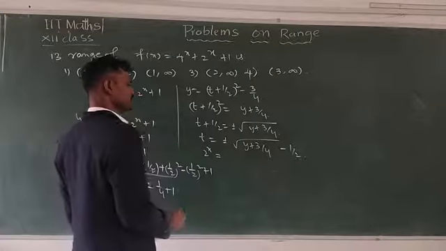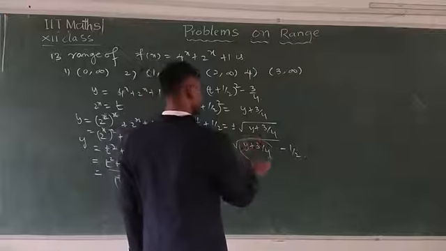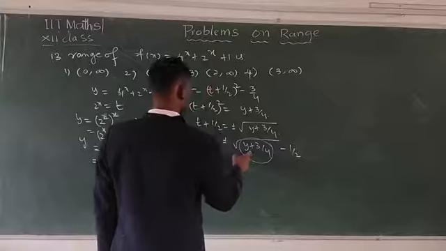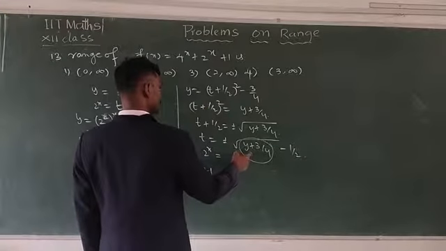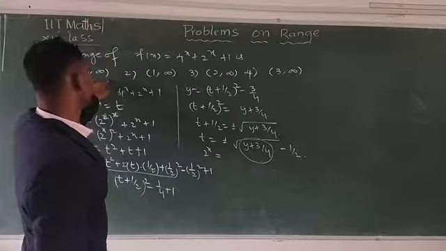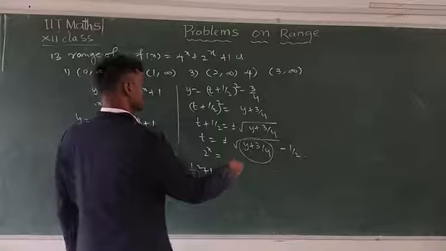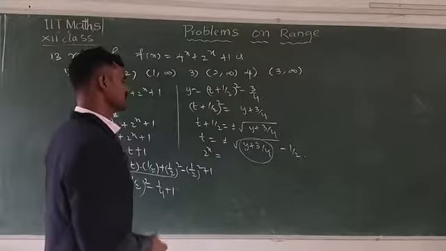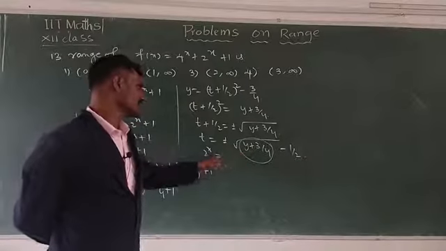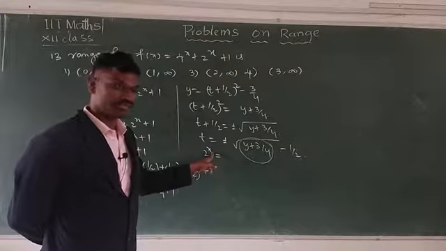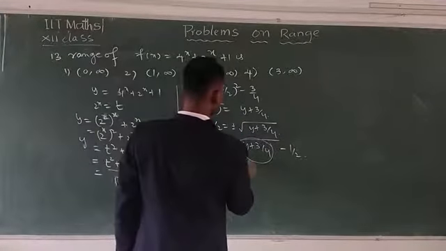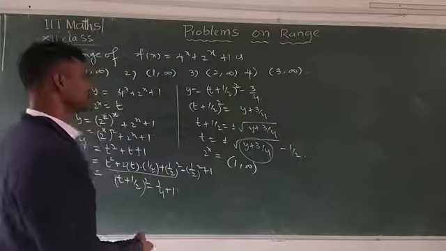Now see here, this value is greater than 0, so 2^x is greater than 0. Here the value 1 to plus infinity is possible, because the square root is positive, and at the same time you can take 1 here. When x = 0, 2^0 = 1. That's why the minimum is 1 and the maximum is infinite.